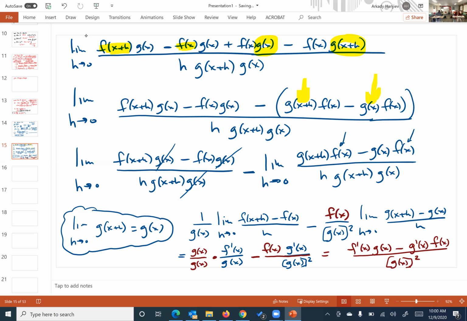So f prime of x, g of x is what we got from over here. We subtract out g prime of x, f of x divided by g of x. So very similar to the product rule. It's the derivative of the first times the second. Now it's a minus sign, so it's minus derivative of the second times the first, all over the second function squared. And that's just the way the numbers work out. And it must be true because we followed the formula all the way through.